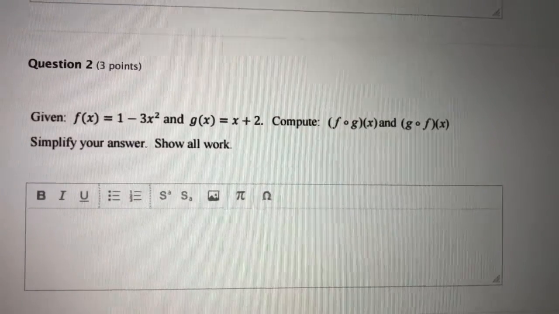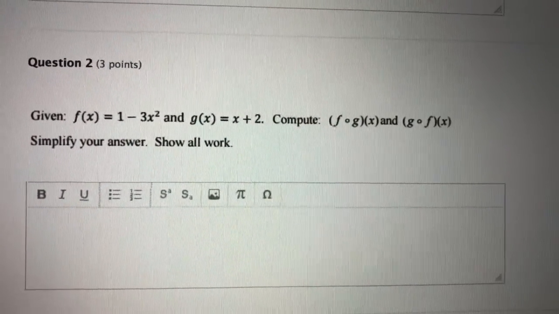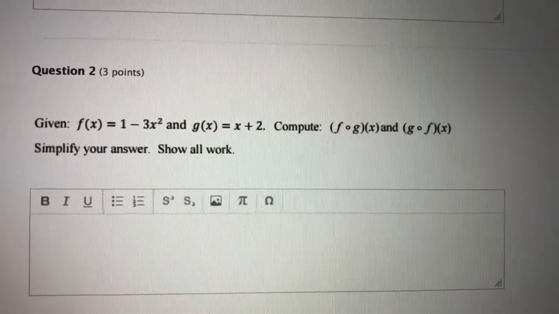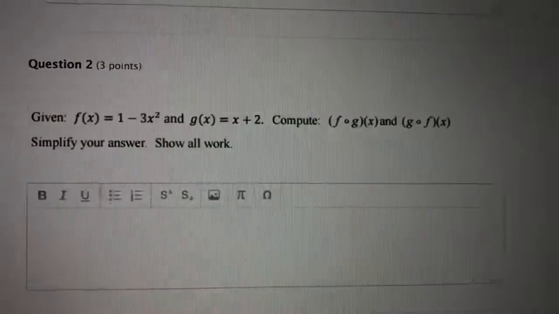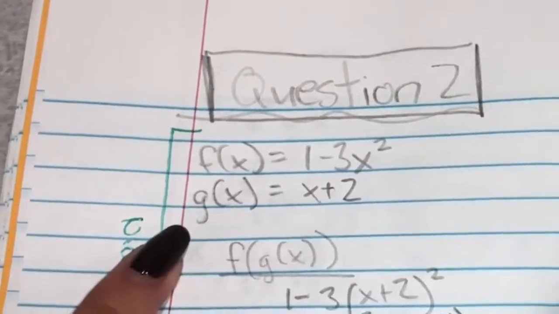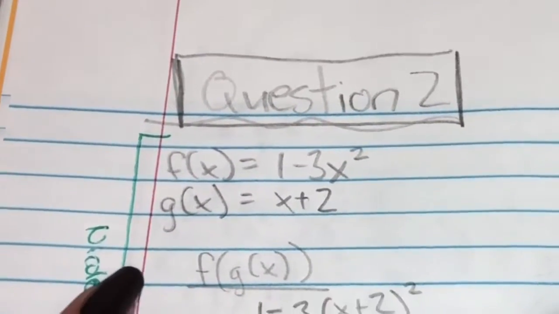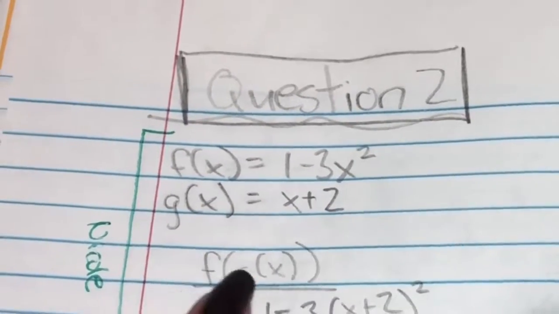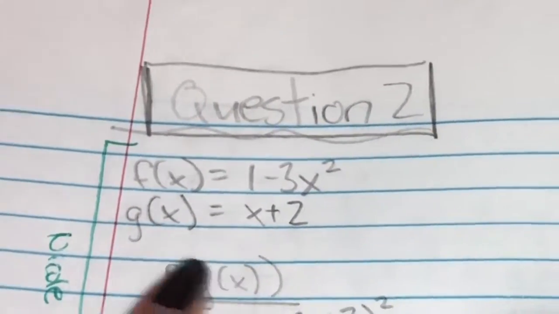Question 2 says given f of x equals 1 minus 3x squared and g of x equals x plus 2, compute f of g of x and g of f of x. It was given f of x equals 1 minus 3x squared and g of x is x plus 2. And what we're trying to find is f of g of x. So g of x is basically acting as the x here.